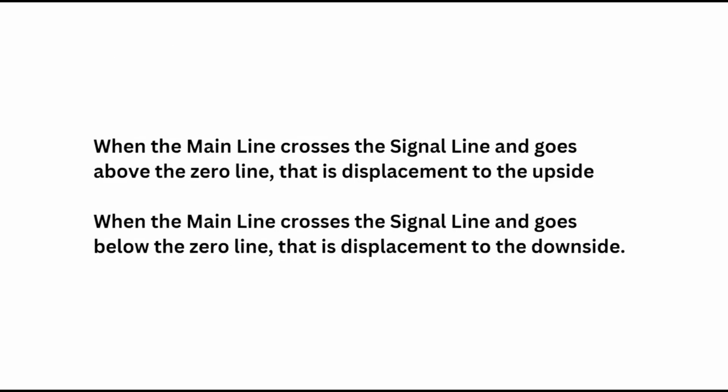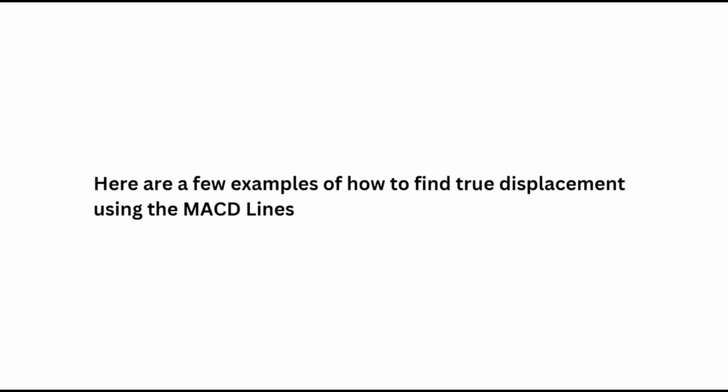When the main line crosses the signal line and goes above the zero line, that is displacement to the upside. When the main line crosses the signal line and goes below the zero line, that is displacement to the downside. Here are a few examples of how to find true displacement using the MACD lines.